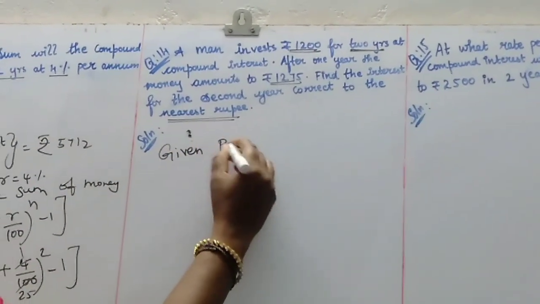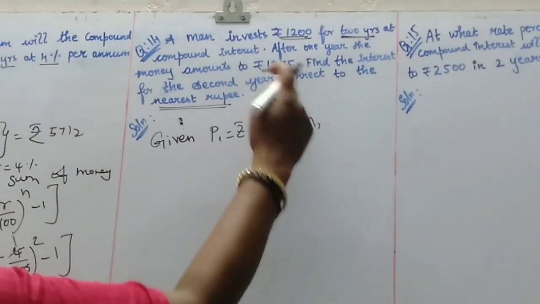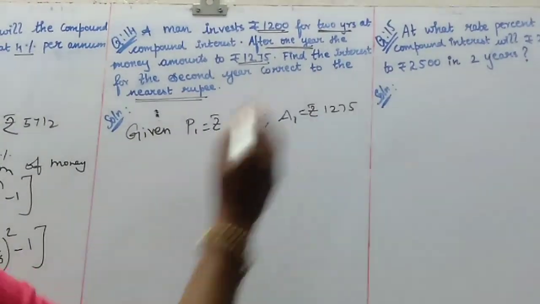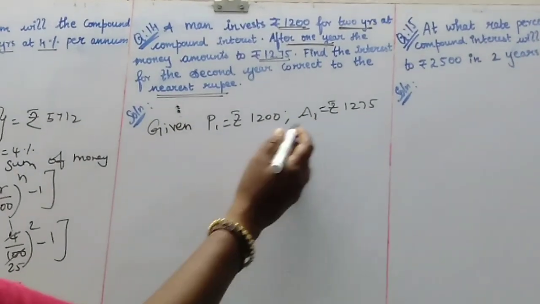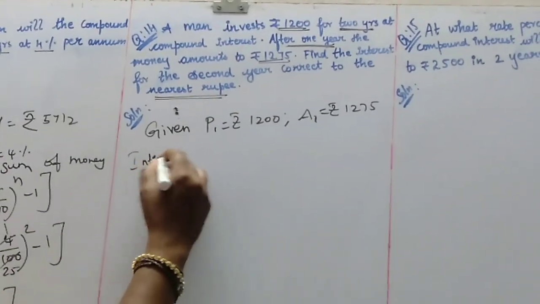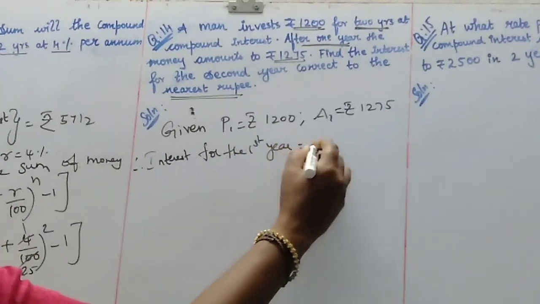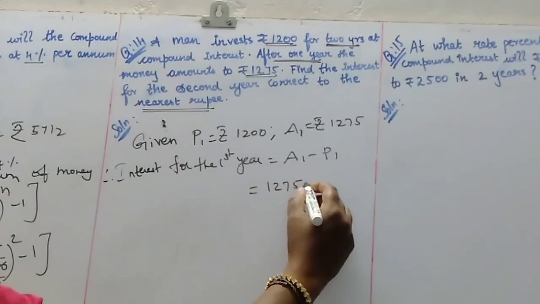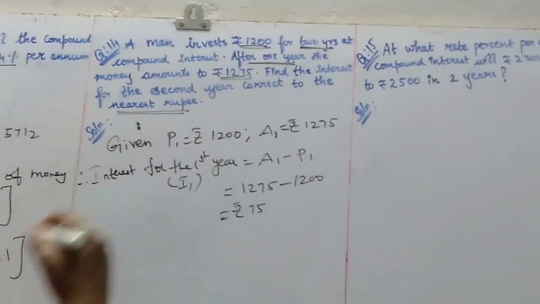We are given P1 equal to rupees 1200. Then A1, that is the amount at the end of the first year, the amount after 1 year, is equal to rupees 1275. For the second year, we must know the rate of interest. So using this amount and principal, we can find the interest. Therefore, interest for the first year equals amount minus principal of the first year, which is 1275 minus 1200, equal to rupees 75. This is the interest for the first year.